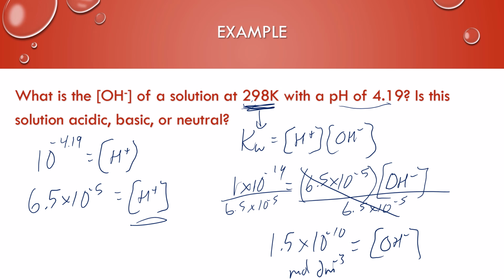Now, is this solution acidic, basic, or neutral? Since we know the temperature, we know that 7 is neutral on the pH scale, and this pH is below 7, so the solution must be acidic overall.